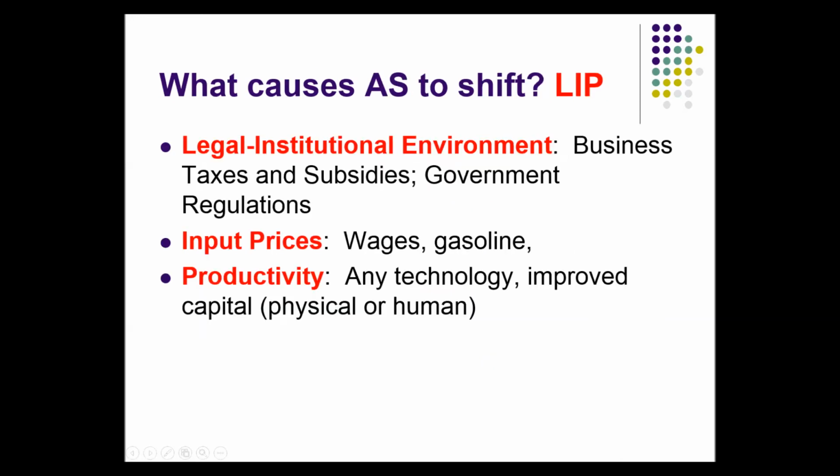So what causes AS to shift? Just like the aggregate demand curve, we're going to have to shift aggregate supply, and there are three reasons, and the acronym is LIT. We have the legal institutional environment, so business taxes, subsidies, government regulations allow businesses to produce more, so like less taxes, more subsidies, less regulation, or for businesses to produce less, so they're going to increase taxes on businesses. If input prices go up, things like wages and gasoline, so if wages go up, you have to fire workers, which means you produce less, and so in total, the aggregate supply would decrease to the left.